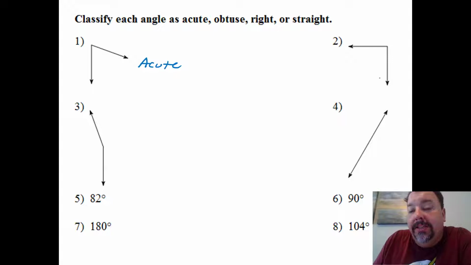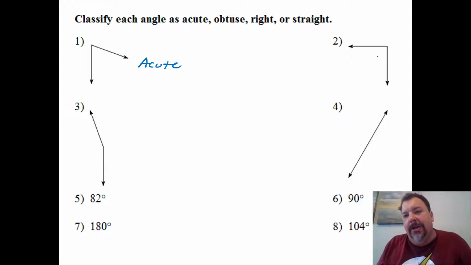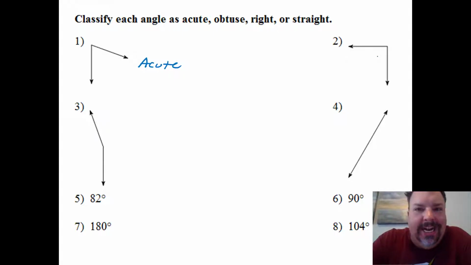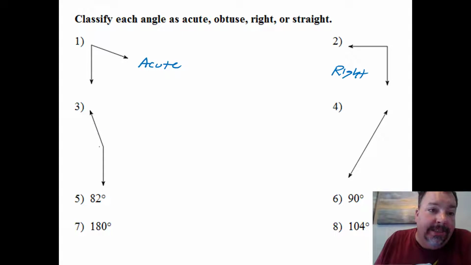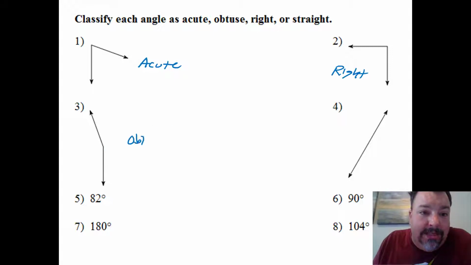Number 2 does look like an L. It looks like these lines go together at 90 degrees. Now, technically, it could be like 89 degrees or 91 degrees, but it looks closest to a 90-degree angle. Even though it doesn't have the box there, we're going to label this a right angle. If it looks like an L, maybe going the other way, it's a right angle. Now this angle, number 3, is bigger than 90. It's wider. I'd have to stretch really far, so remember, that is our obtuse angle. And the last one here is a straight angle.